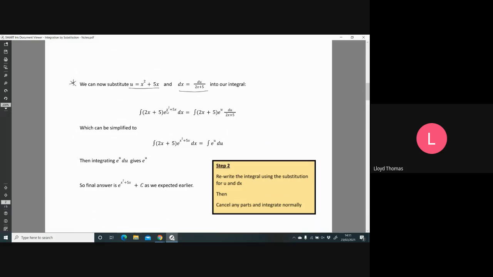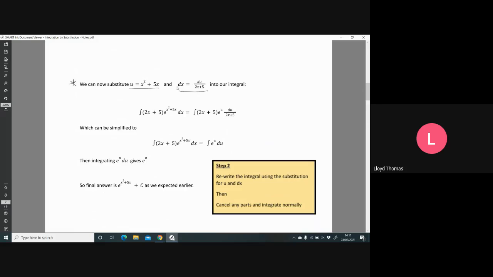So in the power, x squared plus 5x, that was u. So that gets replaced with e to the u instead of e to the x squared plus 5x. The other thing that gets replaced is the dx on the end, because now it's not really going to be with respect to x anymore. It's going to be with respect to u.